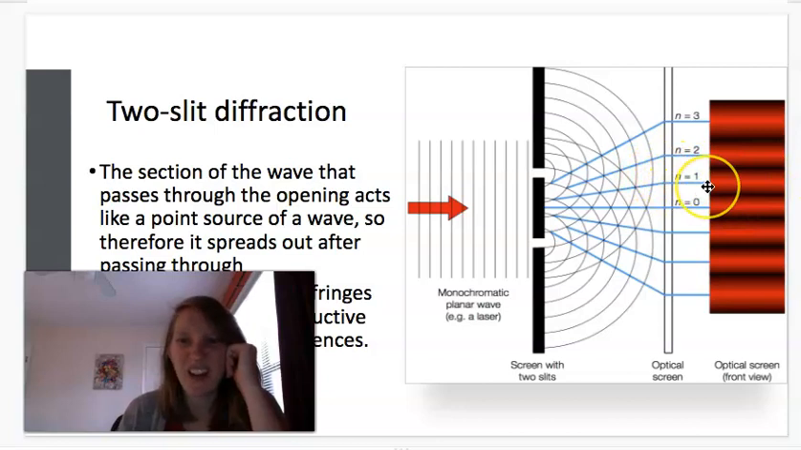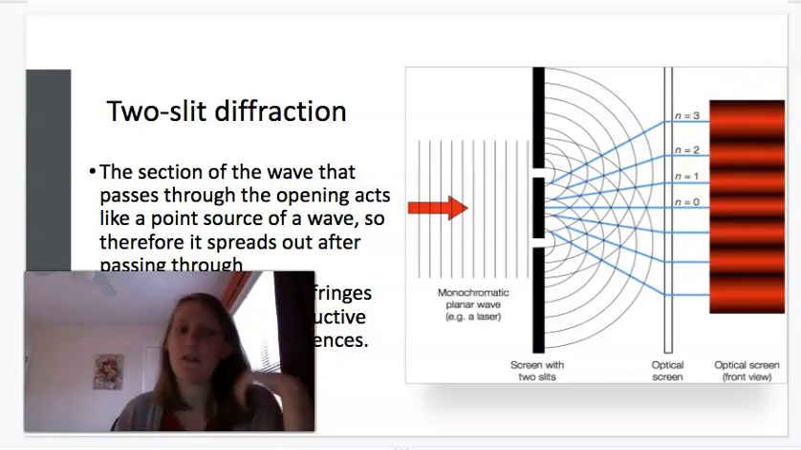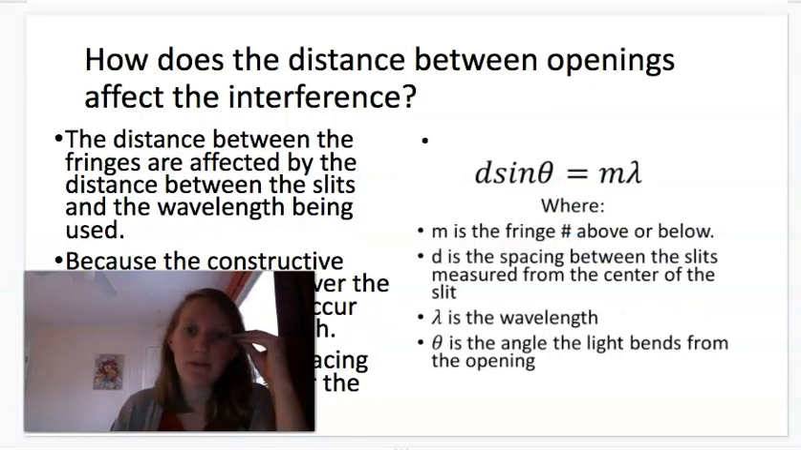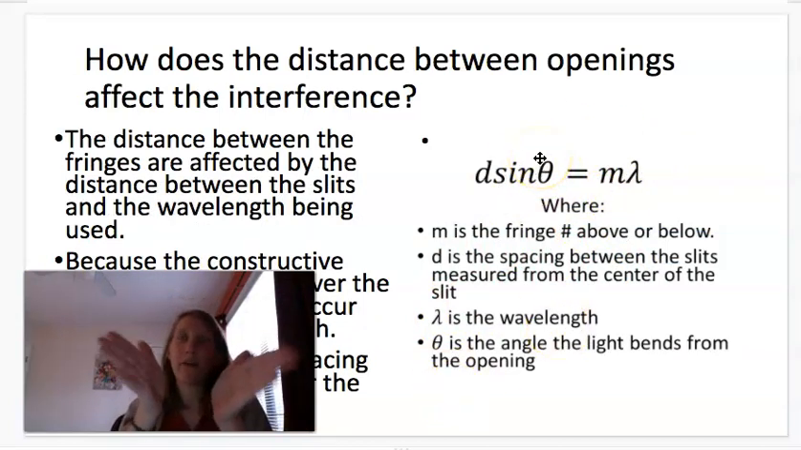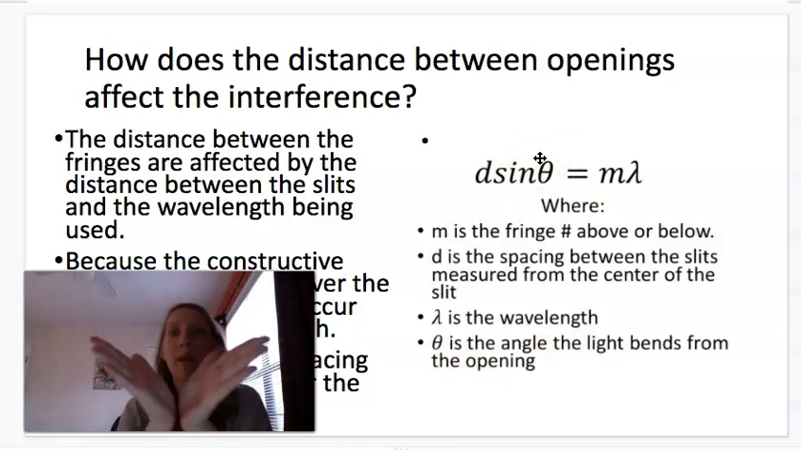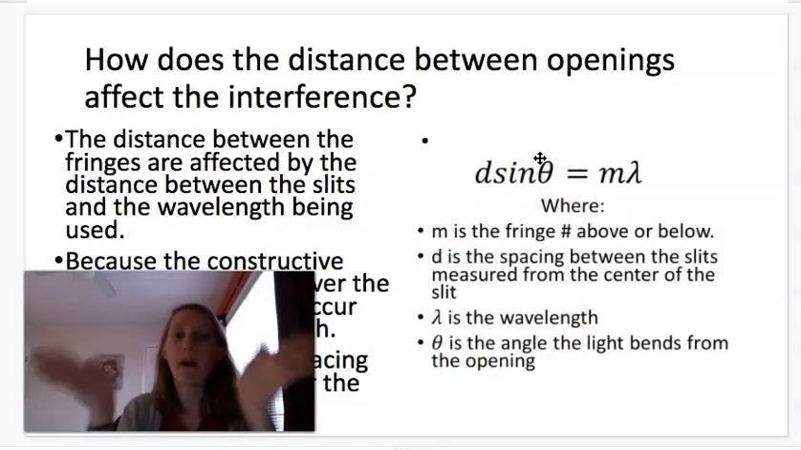Right here it says N. I just use M. So that's the fringe number: first, second, third. If it's the 10th fringe, then that number is going to be 10. If it's the 5th fringe, then that number is going to be 5. Then that's wavelength. And then this is the angle at which the light actually bends around that object. So how much that light bends will determine what pattern you get.